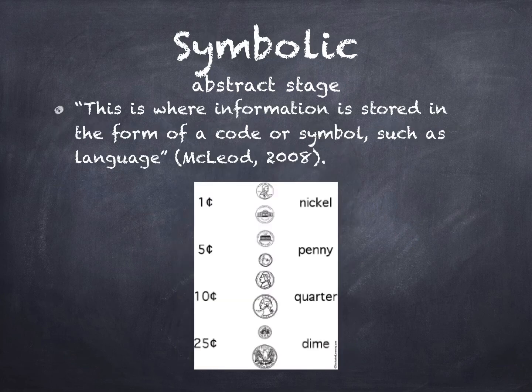The symbolic stage is the abstract stage. This is where information is stored in the form of a code or symbol, such as language. So when the child is now holding the penny or nickel, they can connect the word nickel or penny to the actual object. When they're holding the penny, they now understand that one of the pennies is 1/100th of $1, and 1 nickel is 1/25th of $1, and so on and so forth.